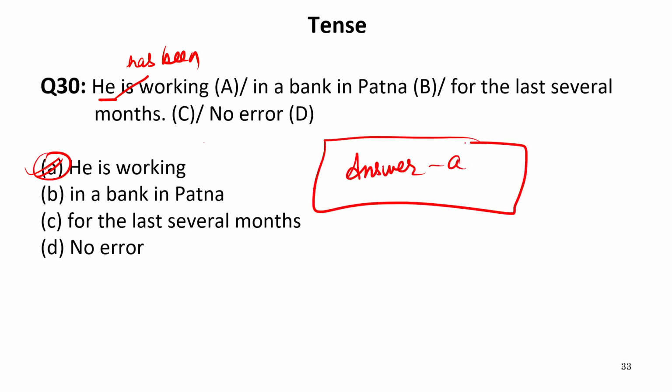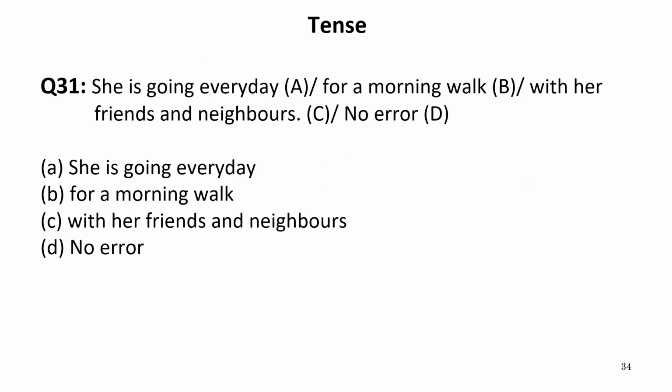So the correct sentence will be, he has been working in a bank in Patna for the last several months. This will be the correct sentence. Now let us move to the next one. She is going every day for a morning walk with her friends and neighbors. Now, if we do any activity regularly or repeatedly, or something which is in our routine. Now here, she is going every day. Every day depicts that she does this activity every day. It means she repeats this activity every day or she does this activity regularly, or at a regular interval of time.